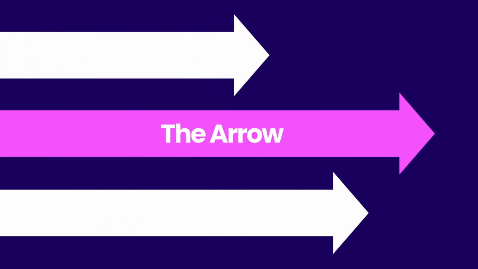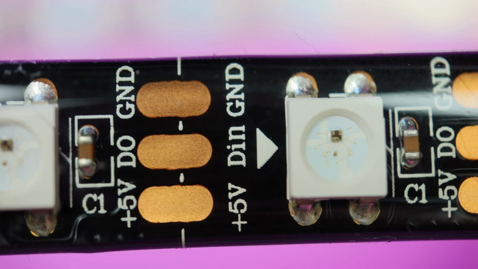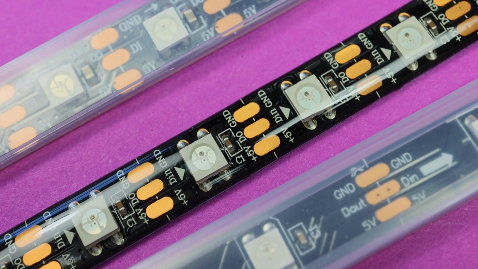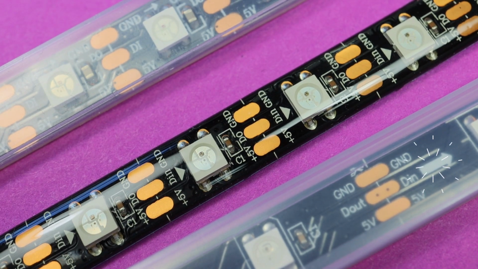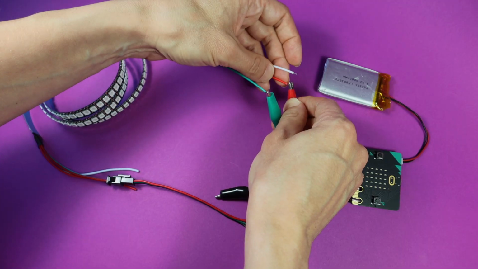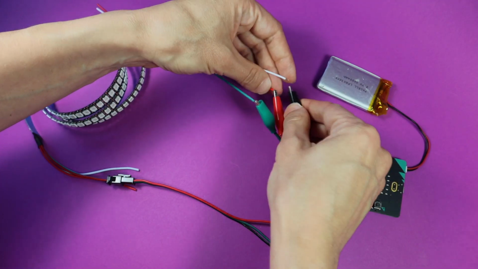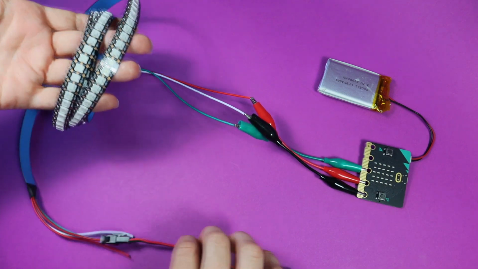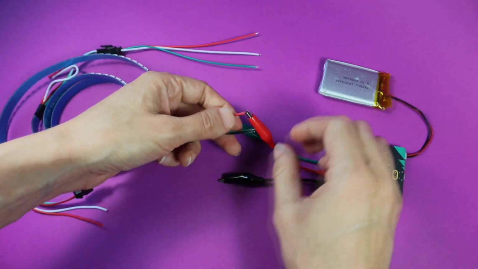Okay, so let's talk about the arrow. If you look closely at most NeoPixel strips, you'll find some sort of arrow on the strip. The arrow indicates the direction the data flows in. This is important when you're designing your own project because a strip that's installed backwards won't work. It won't even turn on. So the direction needs to be correct.